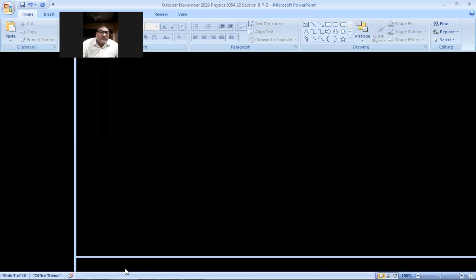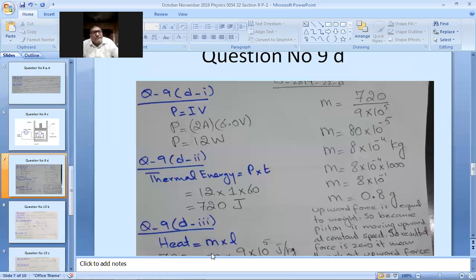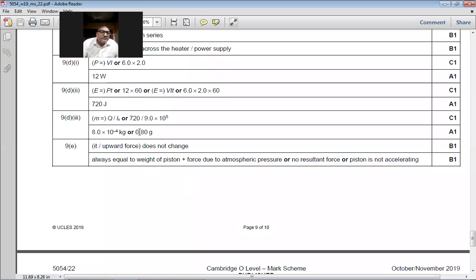Let me check them out. Important numerical. 0.80 gram, or in kg it was 8 exponent minus 4 kg. In grams it will be simply 0.80 gram. So this much liquid will be converted into gas.